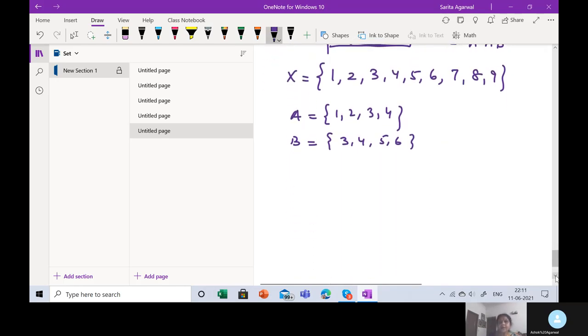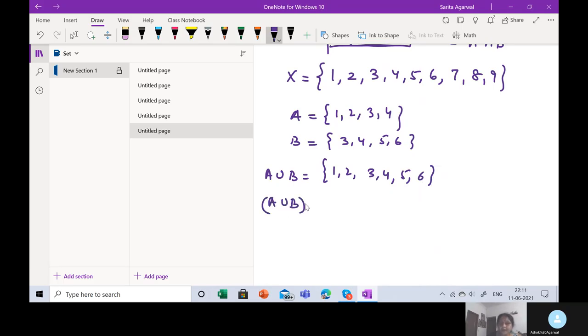Then A union B is 1, 2, 3, 4, 5, 6. And (A union B) complement is X minus (A union B), which means we remove all of those. This is just 7, 8, 9. Right? This is 7, 8, 9.